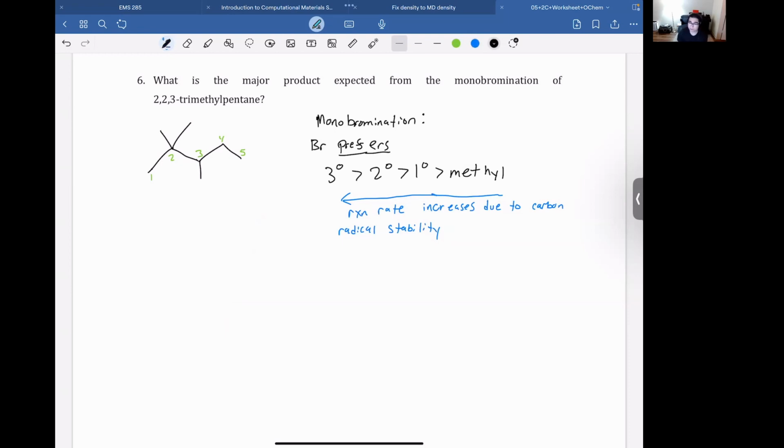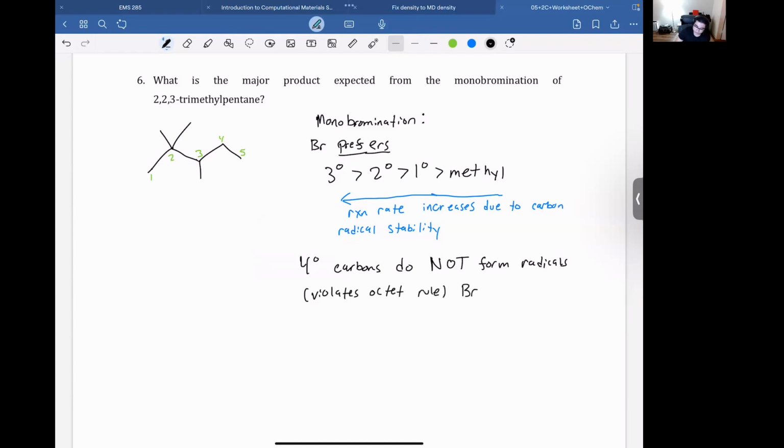Again, you don't have to know those forms. It may help you remember it. I know it helps me remember it. So hopefully that helps. Those of you who take OChem, you will have to know this. But the reaction rate will increase going towards tertiary just because it's a more stable carbon. Quaternary carbons do not form radicals, because it violates the octet rule.